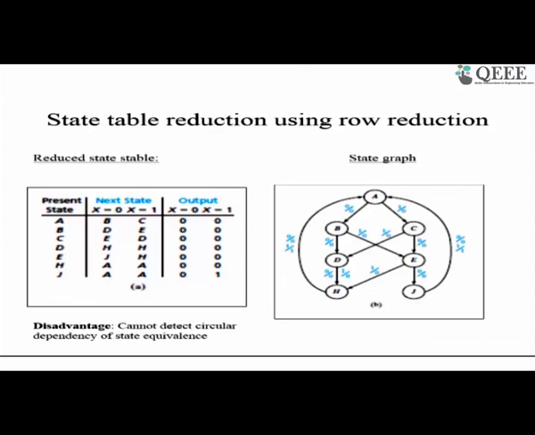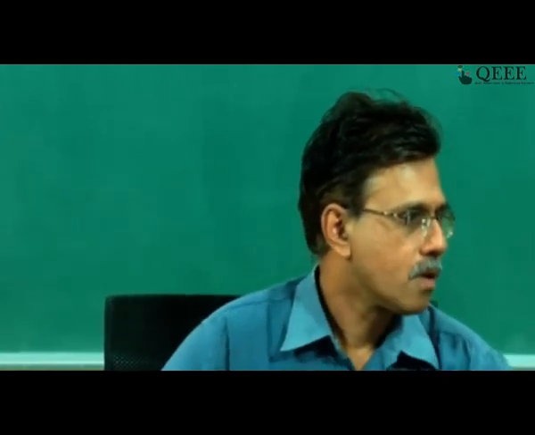So in principle, if capital N represents the number of states, you should take log N to base 2 and then take the ceiling of it, in order to decide the number of flip-flops that you have to use. Is there any other question? Let me just go through these questions.